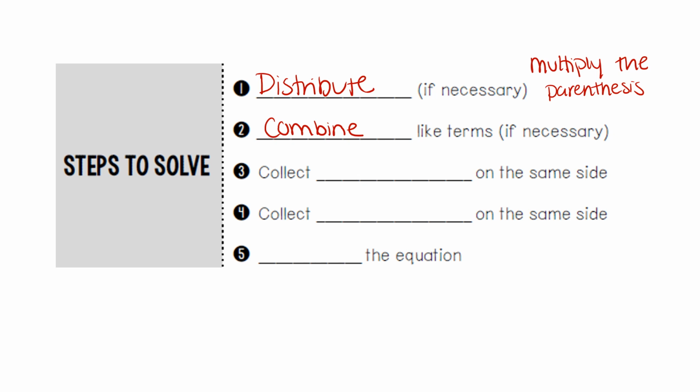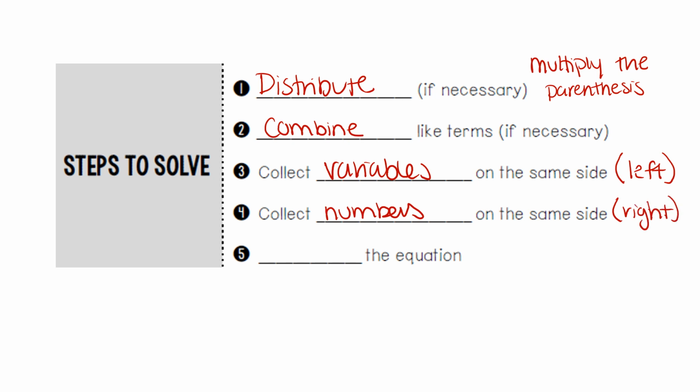Step number 3, collect the variables on the same side. So we're going to collect all of the variables on the left just to keep us all on the same page. We're going to collect all of the numbers, or you can call them constants, on the same side. We're going to put those on the right side. Technically it doesn't matter, but we're going to follow this pattern just to keep us all on the same page. And then our last step is to just solve the equation.